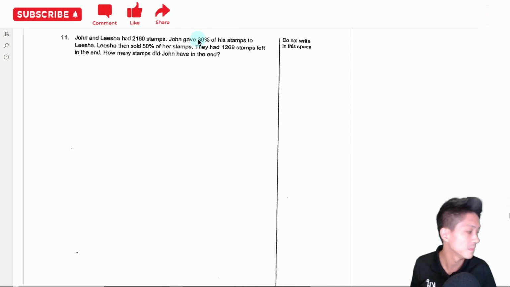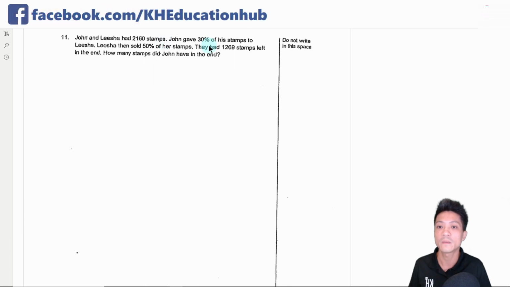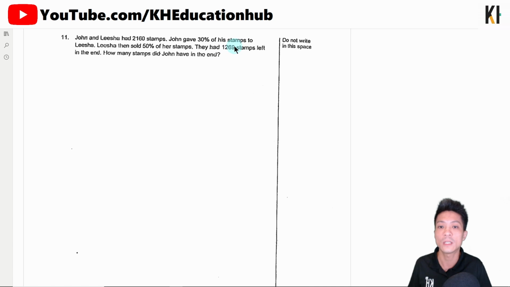Question 11. John and Lisha had 2,160 stamps. John gave 30% of his stamps to Lisha. Lisha then sold 50% of her stamps. They had 1,269 stamps left in the end. How many stamps did John have in the end?